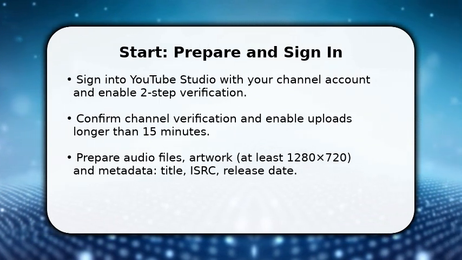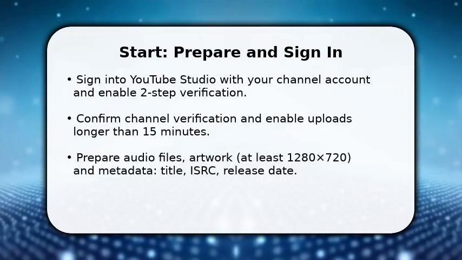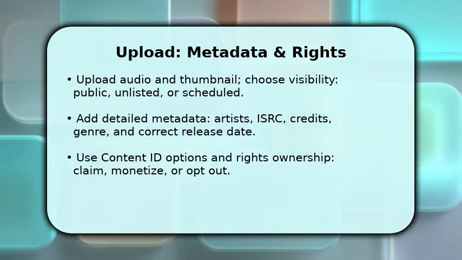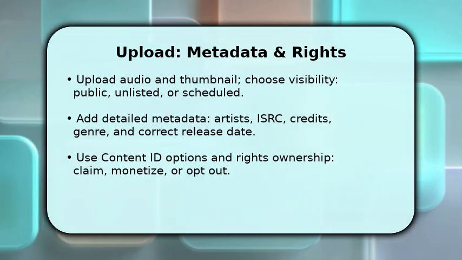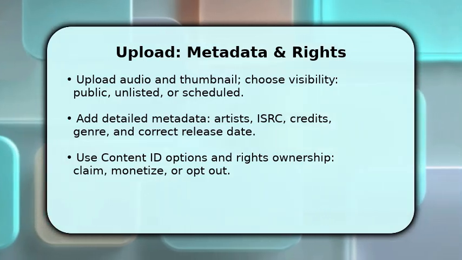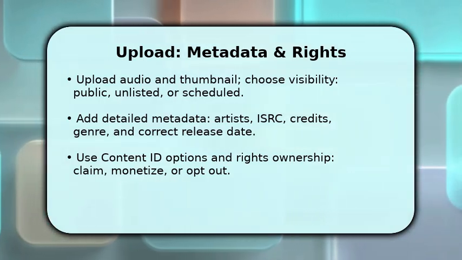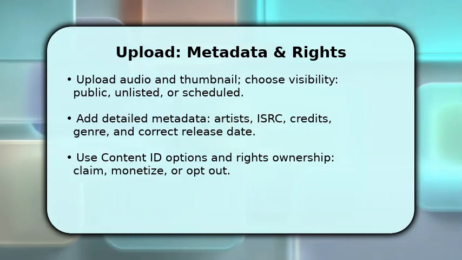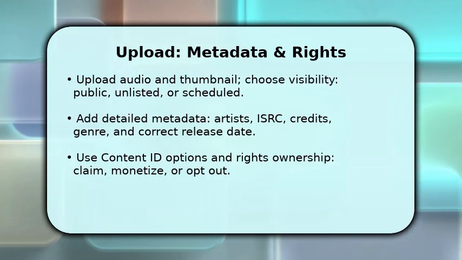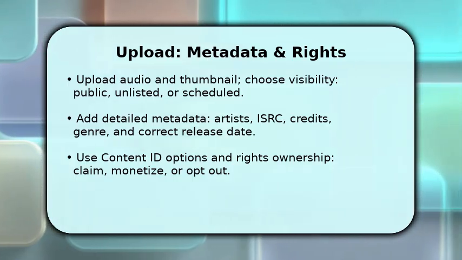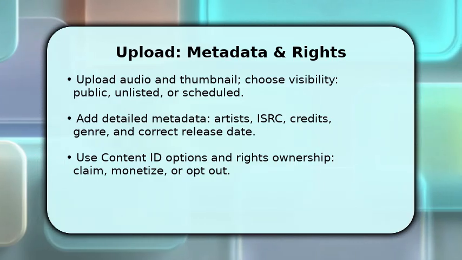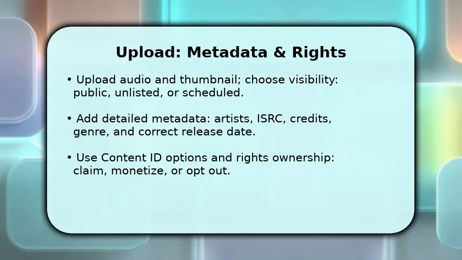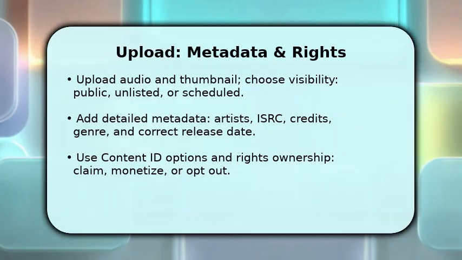You upload the track and set visibility immediately. Scheduling is handy for release plans while public releases reach fans now. As you fill metadata, be precise about artist names, ISRC codes, credits, and genre because algorithms and royalty systems rely on them. Once that's set, handle Content ID and rights. Choose whether to claim, monetize, or opt out because misconfiguring ownership can block monetization or trigger takedowns. Make sure to review these entries before proceeding to distribution.